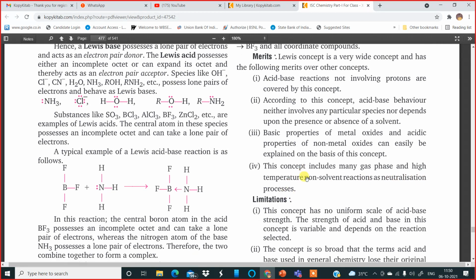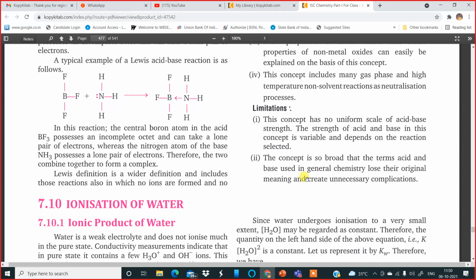But sad to say, there are limitations to this theory as well. This concept has no uniform scale of acid-base strength, so we cannot say how strong an acid or a base is. The strength of an acid and base in this concept is variable and depends on the reaction selected. The concept is so broad that the terms acid and base used in general chemistry lose their original meaning and create unnecessary complications and confusion.